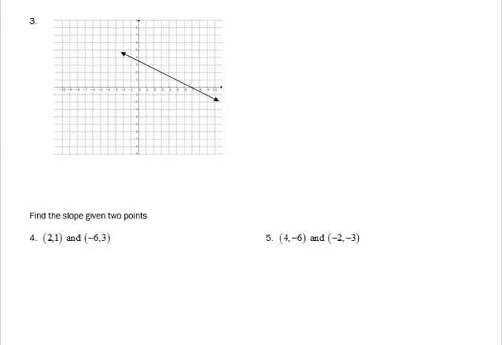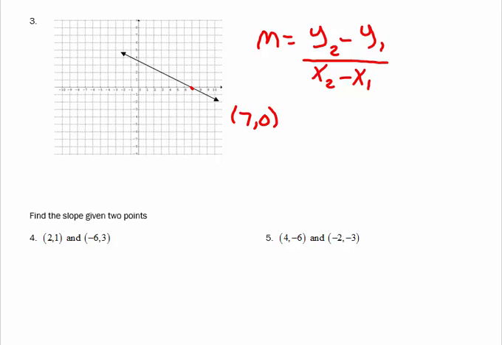For number 3, we're actually given a graph. So I'm not given 2 points, I'm not given an equation, I'm given a graph. How do I find the slope given a graph? Well, we could use option 2, which is to find 2 points and use the formula. So let's pick 2 points from the graph. We know that the x-intercept, one of the points would be (7, 0). We also know that another point on the graph would be (3, 2). So this is what I will use as my x1, y1, x2, y2. I'll use this as x1, y1, and this point will be x2, y2.